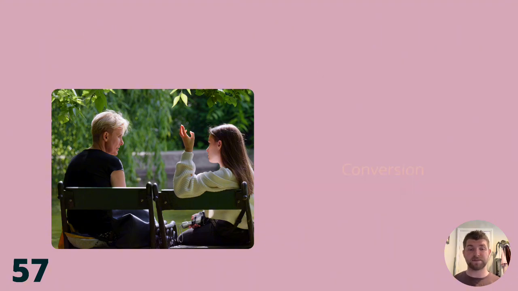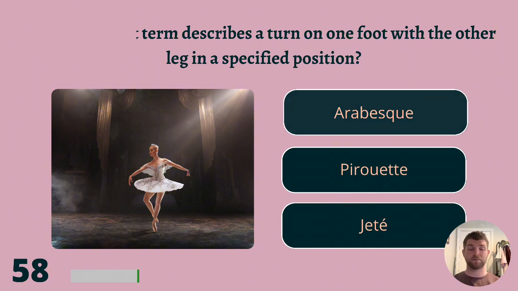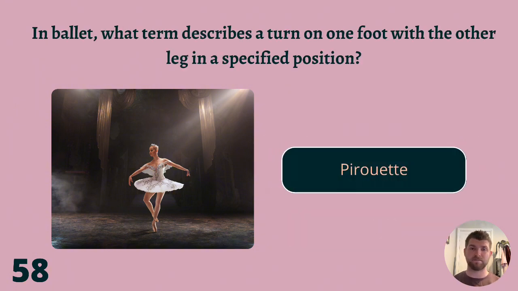Question 58. In ballet, what term describes a turn on one foot with the other leg in a specified position? Arabesque, pirouette, or jeté? The correct answer is a pirouette.